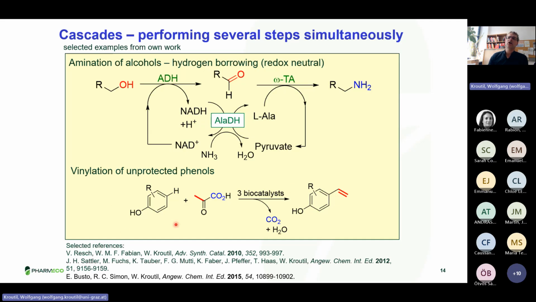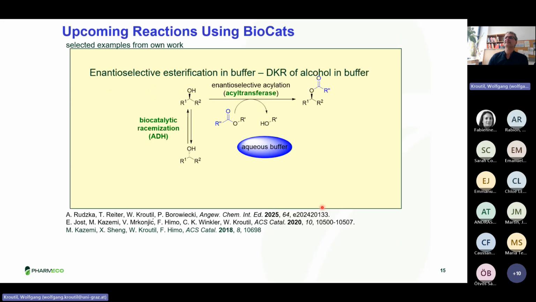So having a phenol which is not substituted in para position, we could show that in a one-pot reaction using 3 biocatalysts, we can introduce a vinyl group in para position, so doing a vinylation there. So these are examples of cascades.